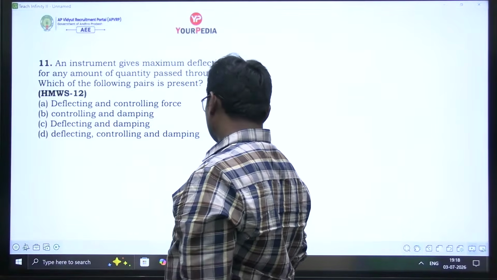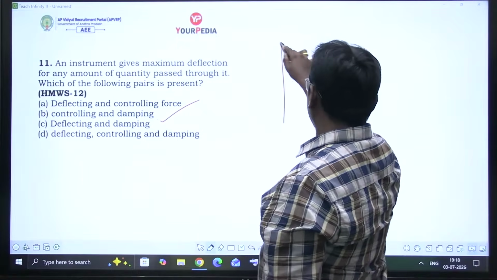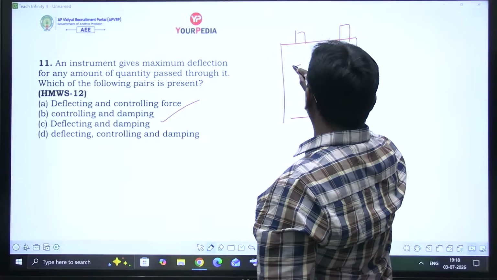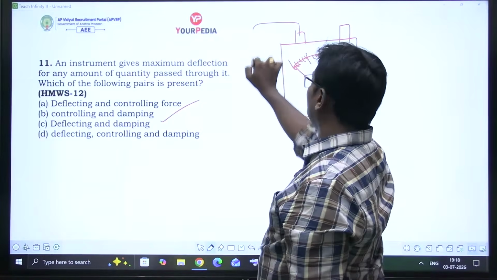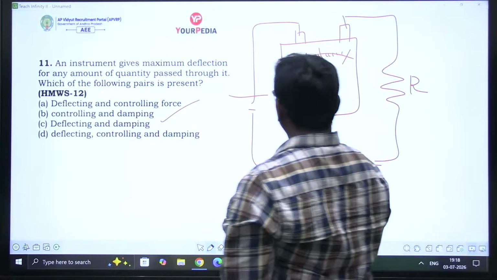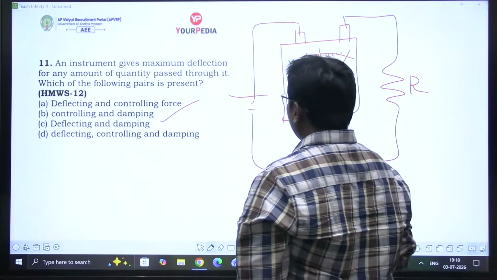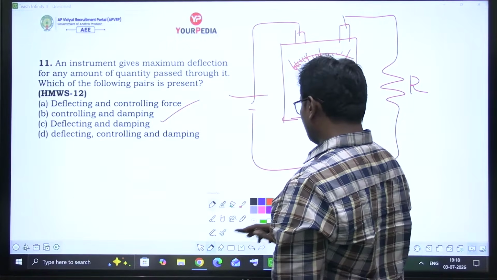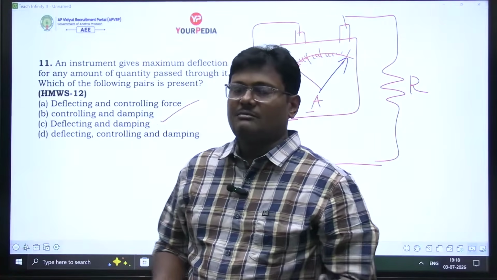C. Yes, excellent. C is the correct answer. Why? Because whatever the amount of current you pass through the meter, the ammeter, it will go to its final position, either 1 ampere, 2 ampere, 3 ampere, whatever it may be.